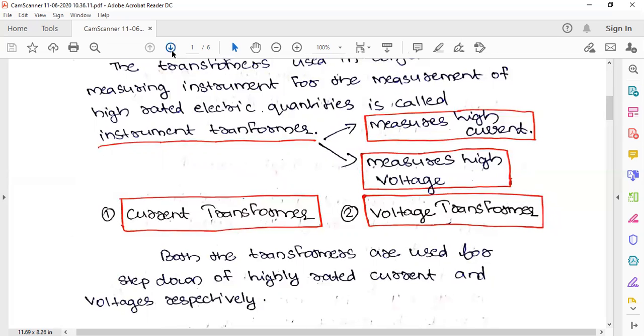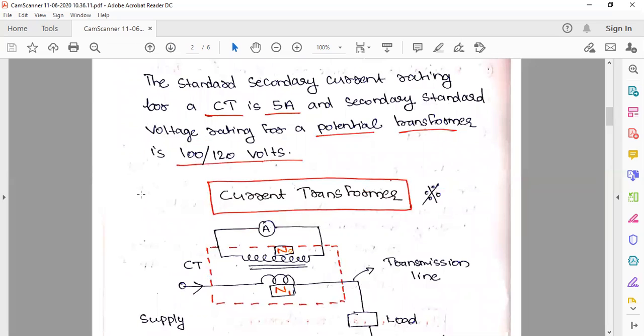Moving ahead, a practical example: the standard secondary current rating of a CT is 5 ampere. I told you, high current will come to the primary, and the current transformer will step it down to a nominal range so that the ammeter can measure it. Normally it will be 5 ampere, and the secondary standard voltage rating for a potential transformer will be 100 or 120 volt on the secondary side. Now we will move in detail to the current transformer.